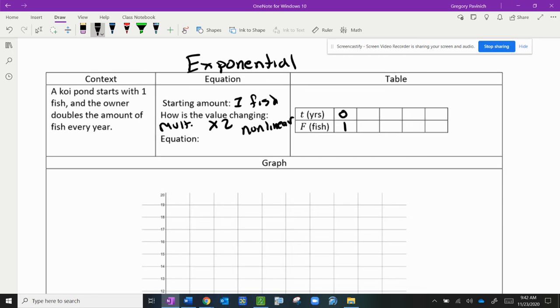Okay, so on year 1, if I double the original from the year before, well, double of 1 is 2. At year 2, double of 2 is 4. Year 3, double is 8. Year 4 is 16. Notice it grows a lot faster too. So notice as my x changes by 1, I'm multiplying all of these by 2. So it's non-linear. There's no way I could find a constant adding number that would work between all of those numbers.